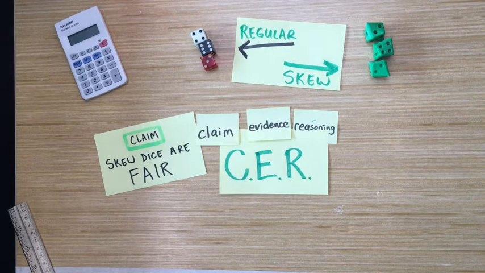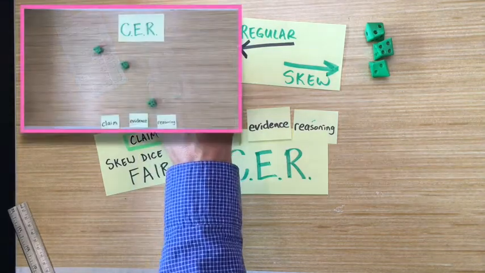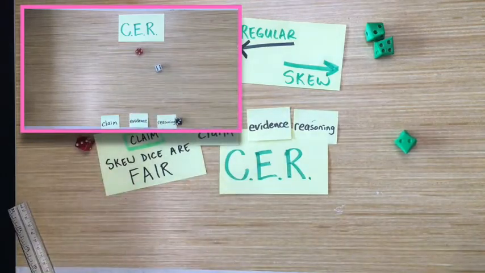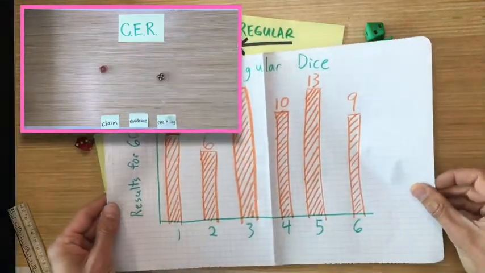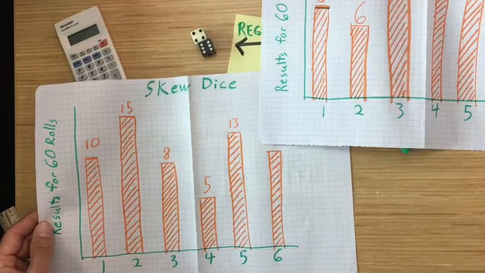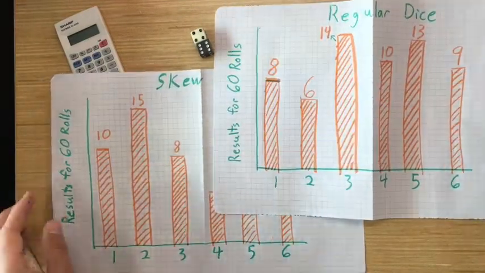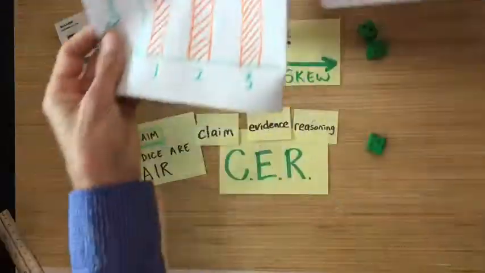Now I have to provide you with some evidence. We will take one skew dice and one regular dice, and we roll them 60 times each. We create a little chart of what the results look like. The final part now is to summarize, but not just any summary. We need to tie the evidence back to the claim.